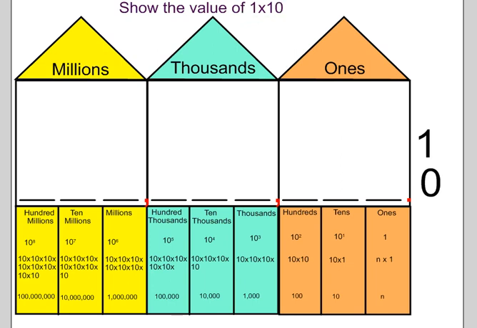Now we're going to look at the value of 1 ten. That's a long or a rod. It looks like this. We know that if we have 1 ten, it's made up of 10 ones. So 1 ten is worth 10. And we say here that we have 10 to the power of 1 because I have one of them, and it's 10. I'm not multiplying it by any tens, just 1 ten. So I have 10.